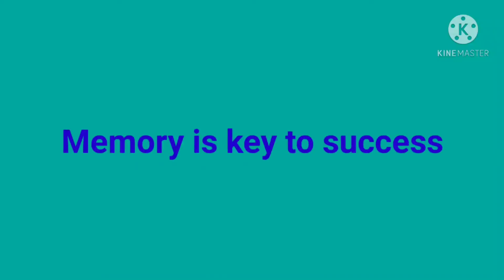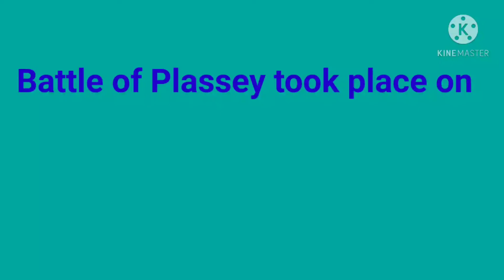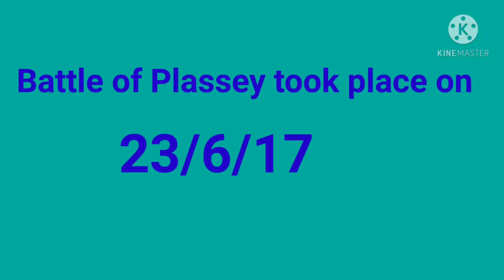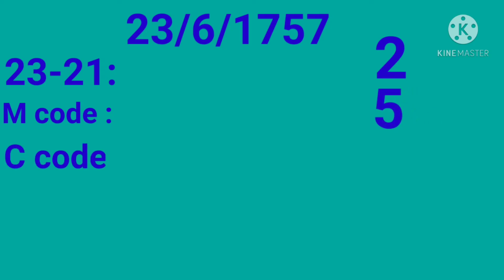Let us take the second example. The Battle of Plassey took place on 23rd June 1757. Here the date is 23, which is greater than 7, so 23 minus 21 equals 2. Month code of 6 is 5, less than 7, keep as it is. Century code of 17 is 4, less than 7, keep as it is.